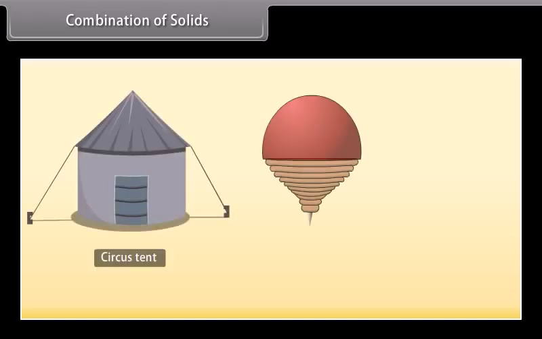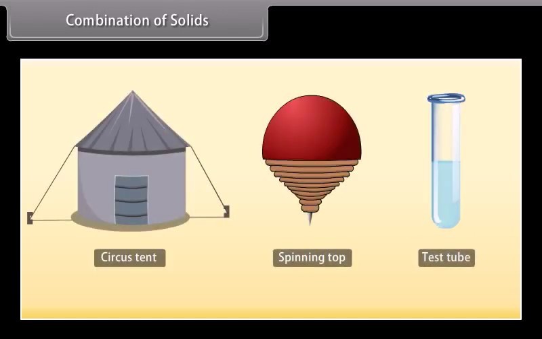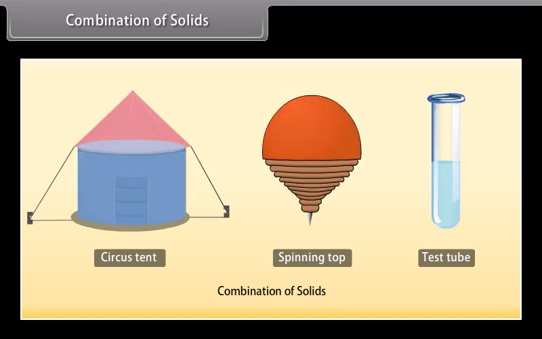Combination of solids. Students, look at these solids. These solids are made up of two or more solids. Here we can clearly see that a circus tent is a combination of a cone and a cylinder. A spinning top is a combination of a hemisphere and a cone. And the test tube is a combination of a hemisphere and a cylinder.